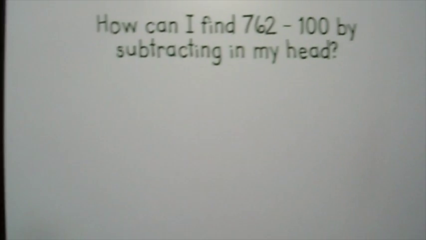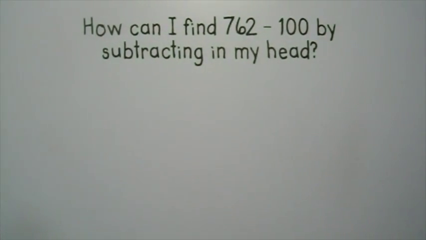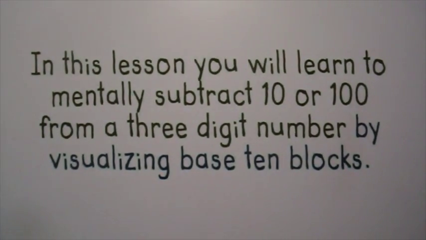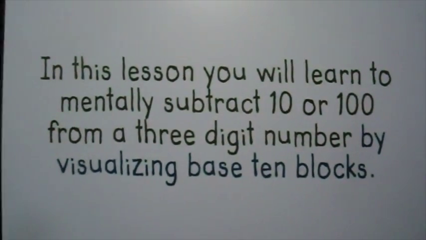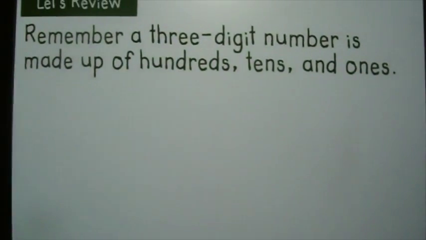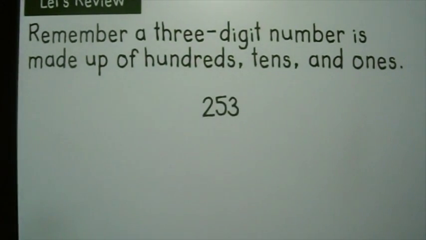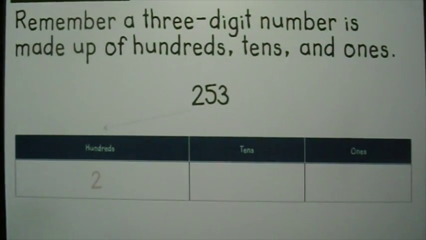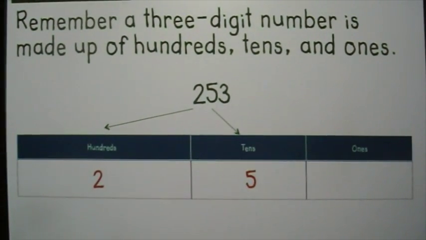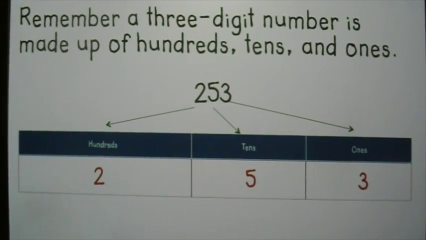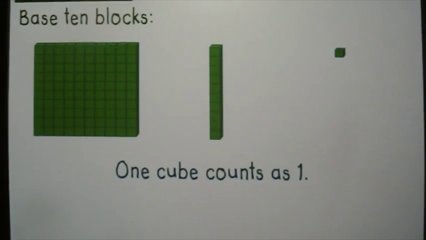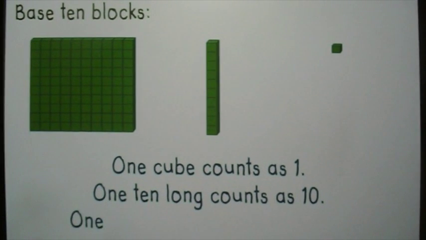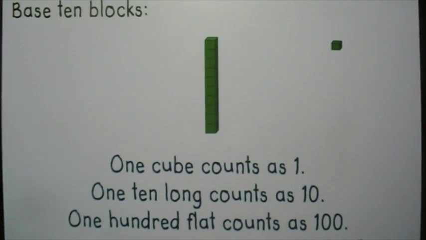How can I find 762 minus 100 by subtracting in my head? In this lesson, you will learn to mentally subtract 10 or 100 from a 3-digit number by visualizing base 10 blocks. Remember that a 3-digit number is made up of hundreds, tens, and ones. So 253 is made up of 2 hundreds, 5 tens, and 3 ones. The base 10 blocks we'll be looking at are the 1 cube, which counts as 1, the 1 10 long, which counts as 10, and the 100 flat, which counts as 100.